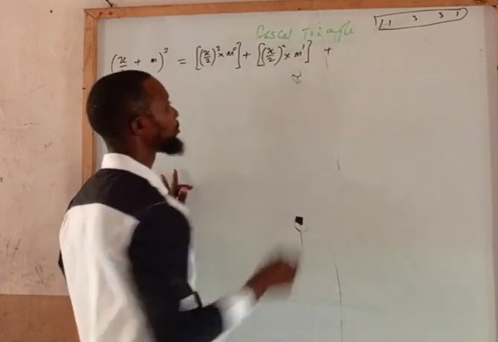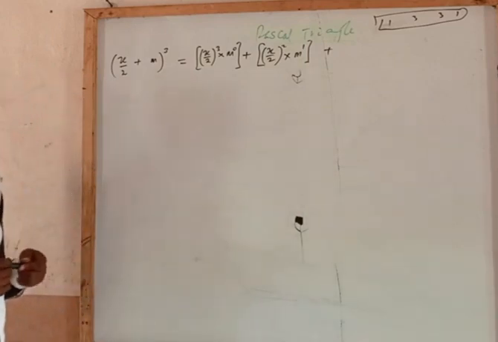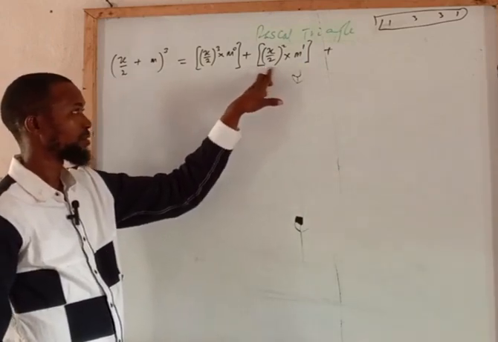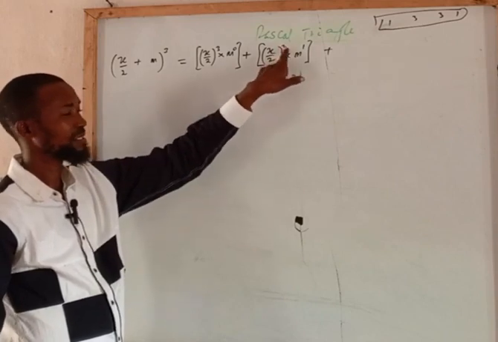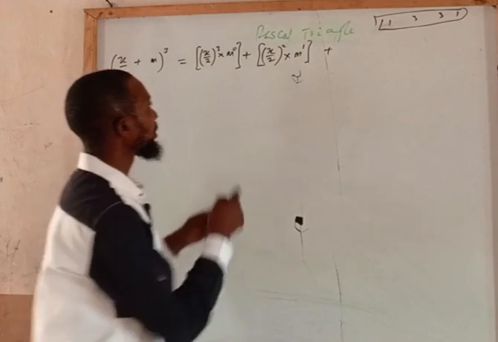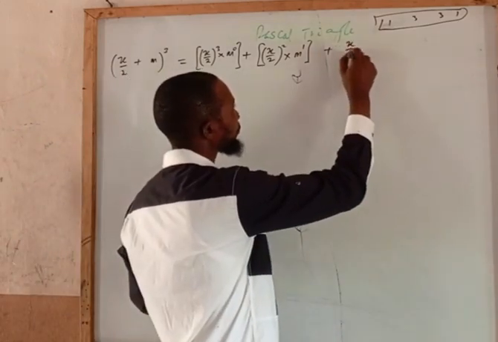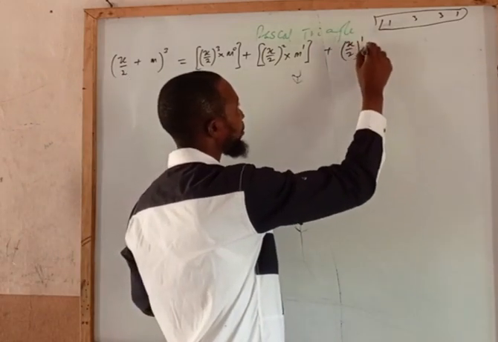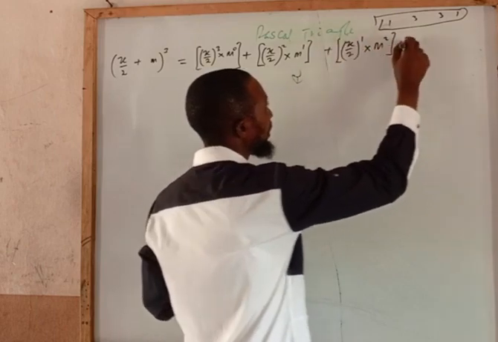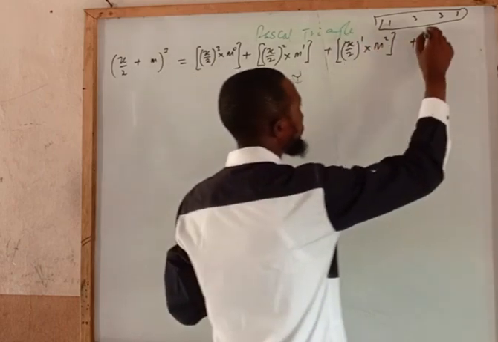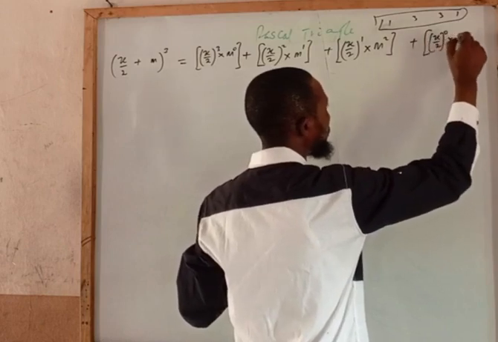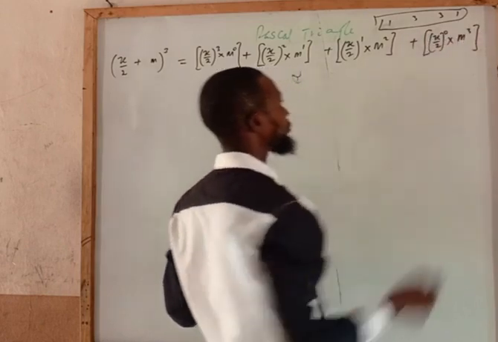So this continues. Why do we know it's going to continue? It will continue because the power of this first element is not yet 0. We continue until the power is 0. So that becomes x over 2 raised to power 1 multiplied by m raised to power 2. And finally, I have x over 2 raised to power 0 multiplied by m raised to power 3.